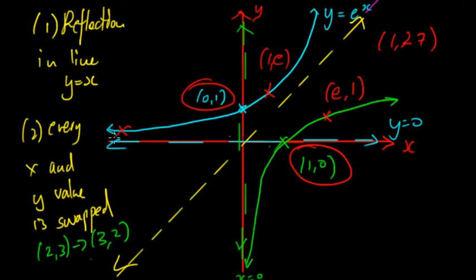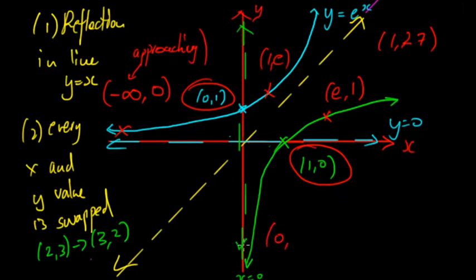When x is a really negative number, so you're heading towards negative infinity, you get very close to 0 for y. That's why it happens the other way around for the inverse: as x approaches 0, the y value starts to approach negative infinity.